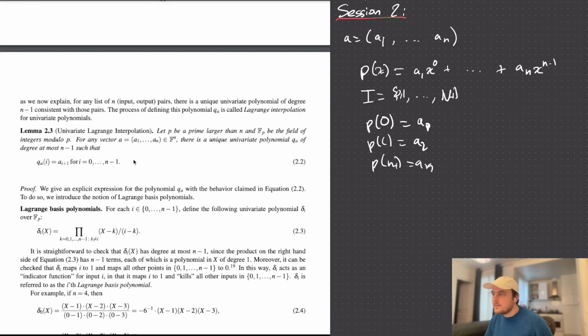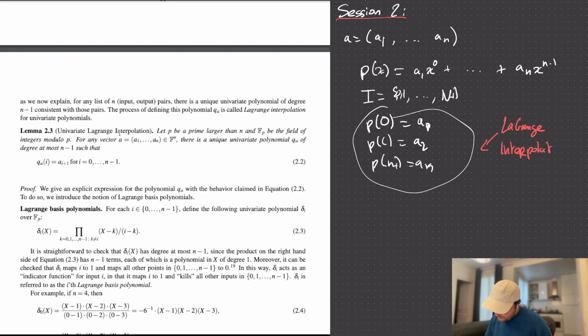Merci Léo. So basically finding this polynomial that we don't know is Lagrange interpolation. So yeah, I'm very French now. Interpolation.